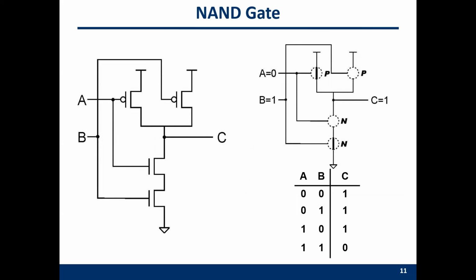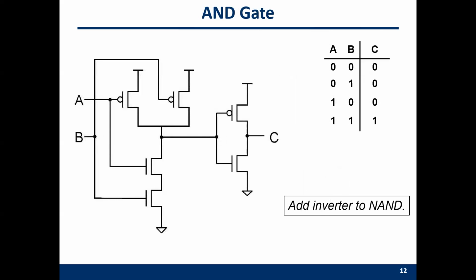You can see that in the NOR gate, the PMOS are connected sequentially, NMOS are connected in parallel. This is the opposite. PMOS are connected in parallel, and NMOS are connected sequentially. So only when both A and B are 1, the output is 0. For all the other cases, the output is 1. This is the AND gate. Just add an inverter to the NAND gate.